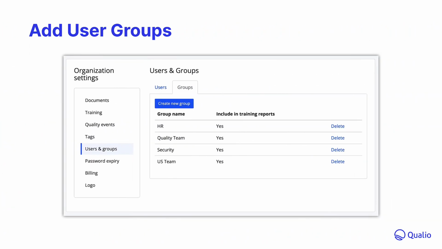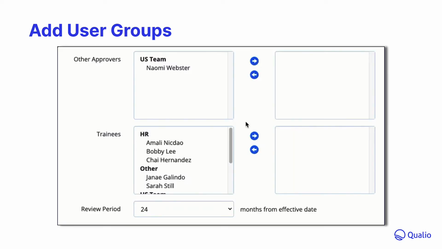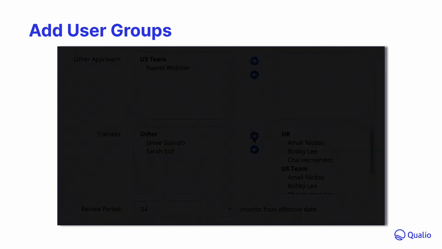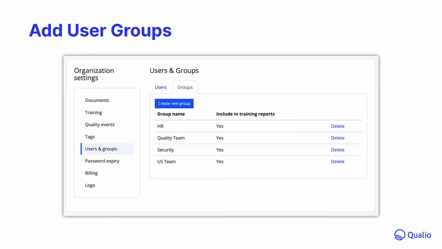User groups can be created to make it easier to manage users by geolocation, department, or special teams of users. This is especially helpful when assigning reviewers, approvers, and trainees to documents. It's much faster to select an entire group instead of selecting users one by one. Additionally, groups can be used along with Qualio tags to restrict document and event access.